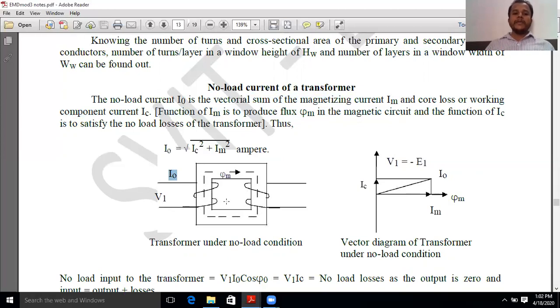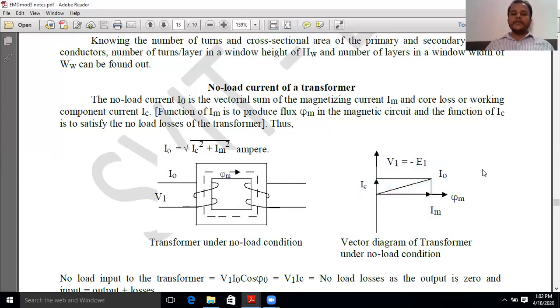Now if you draw the phasor diagram, in this case we are taking phi m along the x-axis and V1 along the y-axis, and here we are drawing two phasors. One is IM, along phi m, and IC, along V1. Now the total resultant will be your I naught, and if you join these phasors, it is the sum of IC and IM.